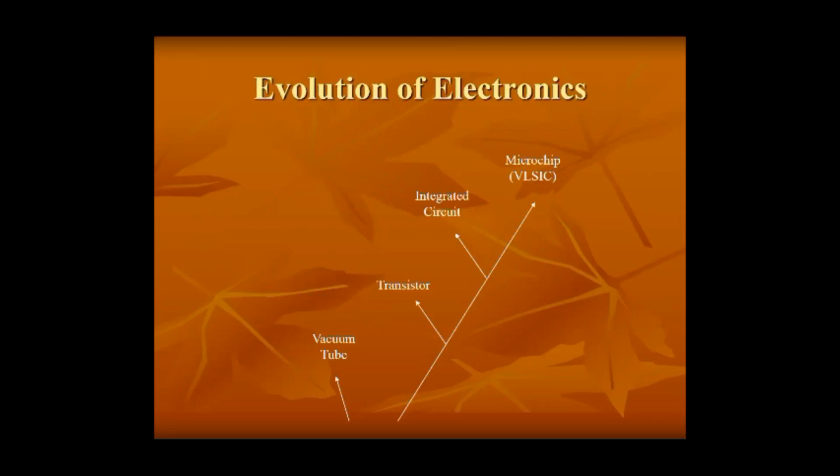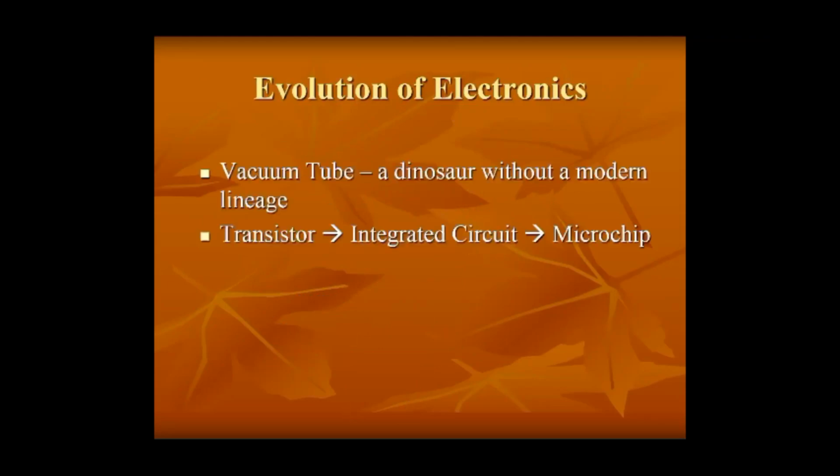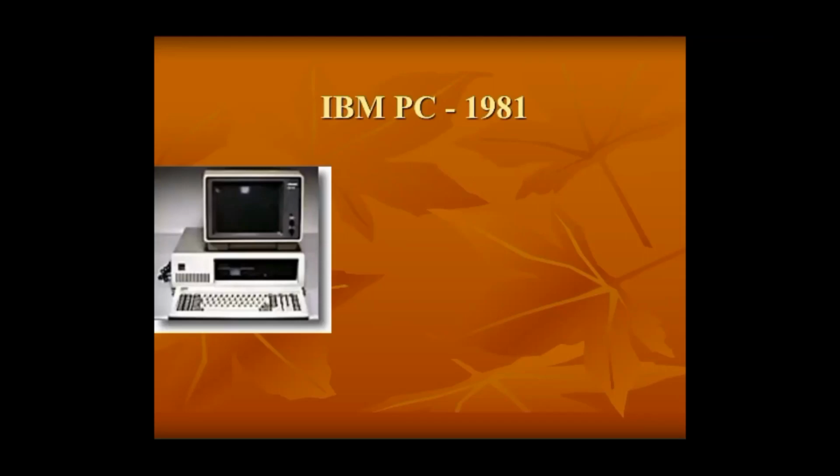Class, the vacuum tube is a dinosaur without a modern cutting edge, because if you will notice, it's like a light bulb, wherein every circuit is protected by a glass tube. If we are going to include like 18,000 vacuum tubes in a single computer, that's why the UNIVAC is that big. So we also have the evolution from the vacuum tube to transistor to IC into microchip. Okay, next.